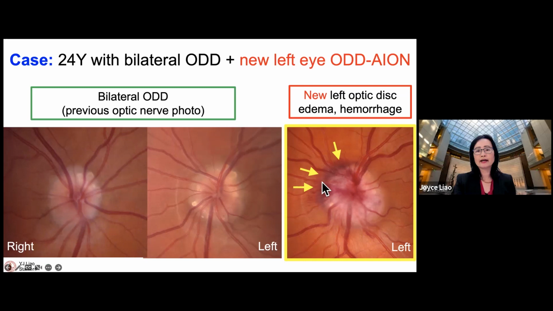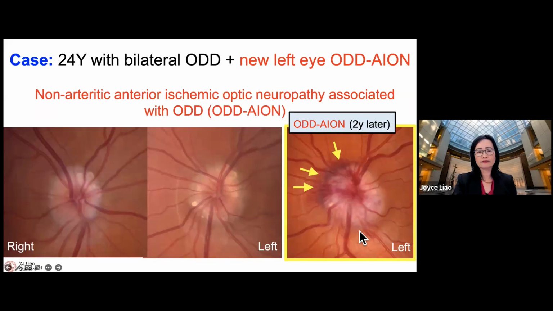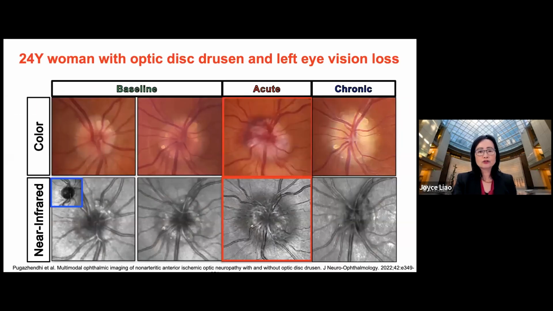pictures show that there are now hemorrhages compared to the old picture and diffuse swelling of the optic nerve. This essentially leads to a change in the imaging, and I'm showing you two different types of imaging modality here, the color imaging on top and a near infrared imaging on the bottom. So the color imaging is using visible light source, and the near infrared is to use invisible light source, which could give a slightly deeper image of the optic nerve and the retina.